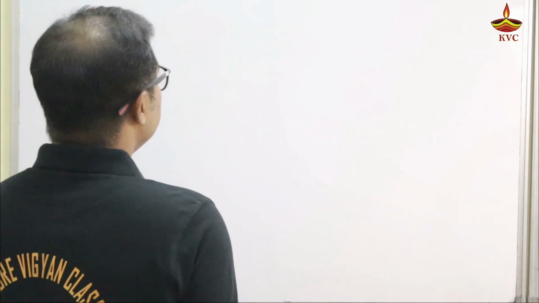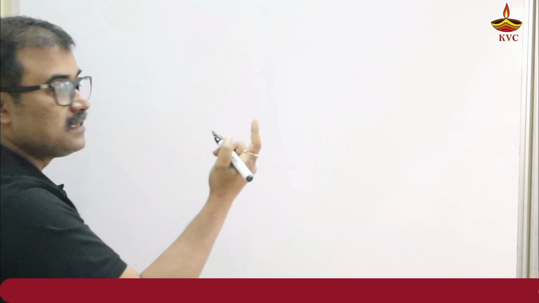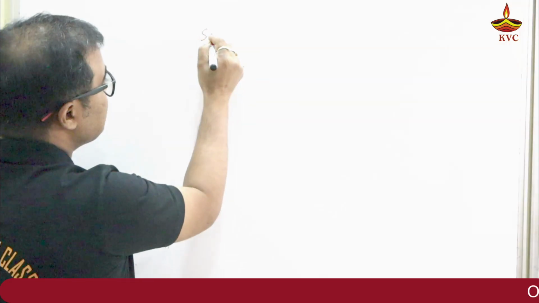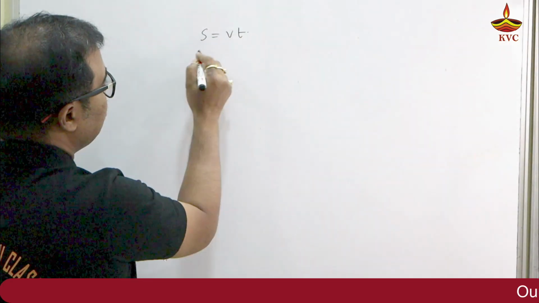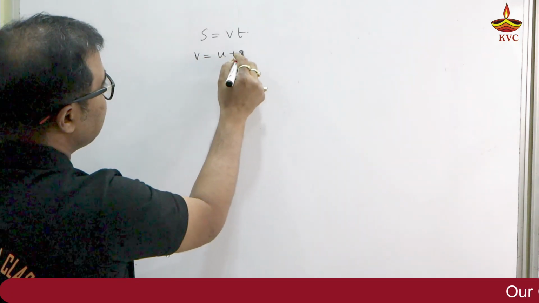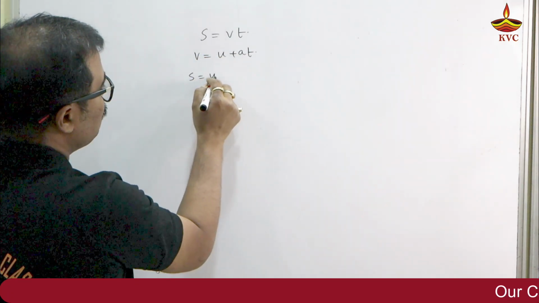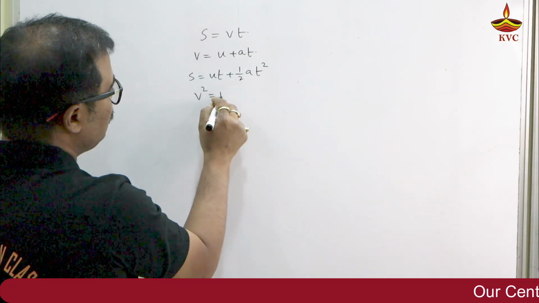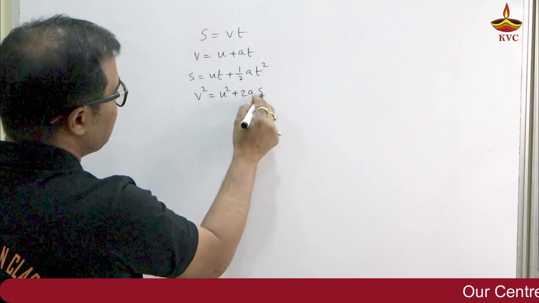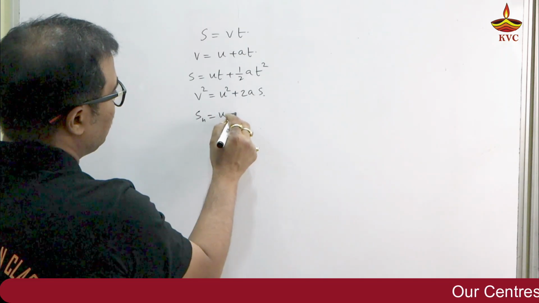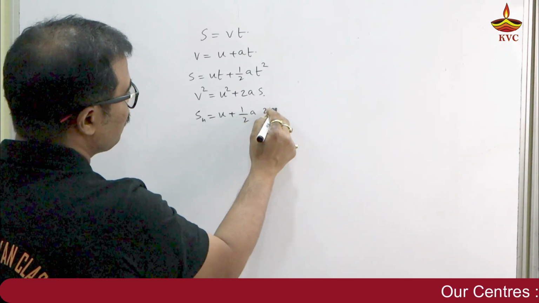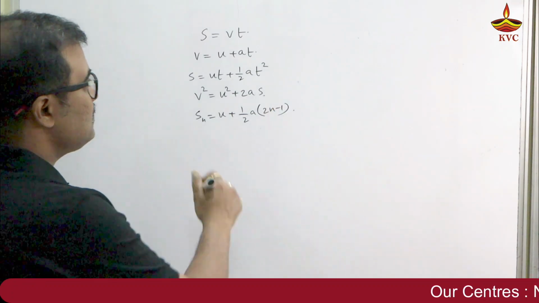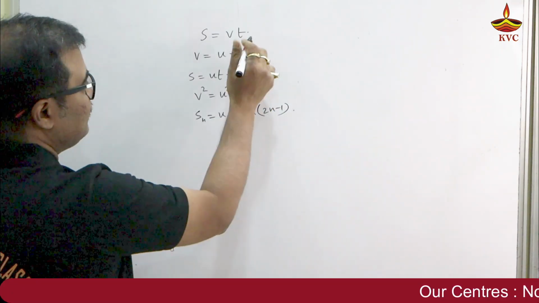Okay, as you know, there are some kinematics equations like S equals Vt, V equals U plus At, S equals Ut plus half At square, V square equals U square plus twice As, and Sn equals U plus half A (2n minus 1), right? These are the basic equations.